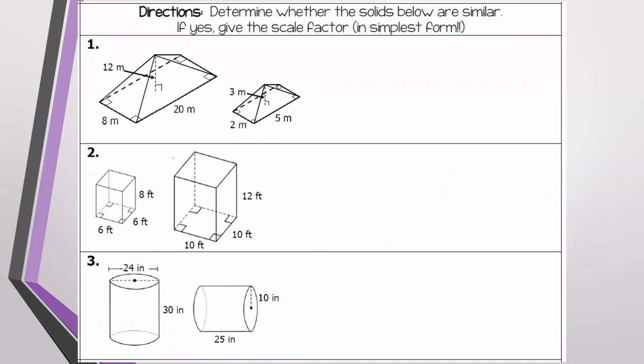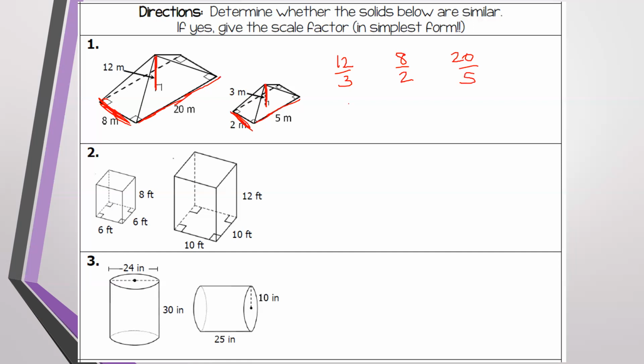Okay, so with that being said, we're going to be given two figures and we need to know, are they similar? If they're similar, then they're going to have a scale factor that will be the same for all of the linear measurements. So for example, here 12 is the height of this pyramid and 3 is the height of this pyramid. So as a ratio, that would be 12 over 3. Well, 8 is the width and 2 is the width. So the ratio would be 8 to 2. Or the length, 20 to 5.